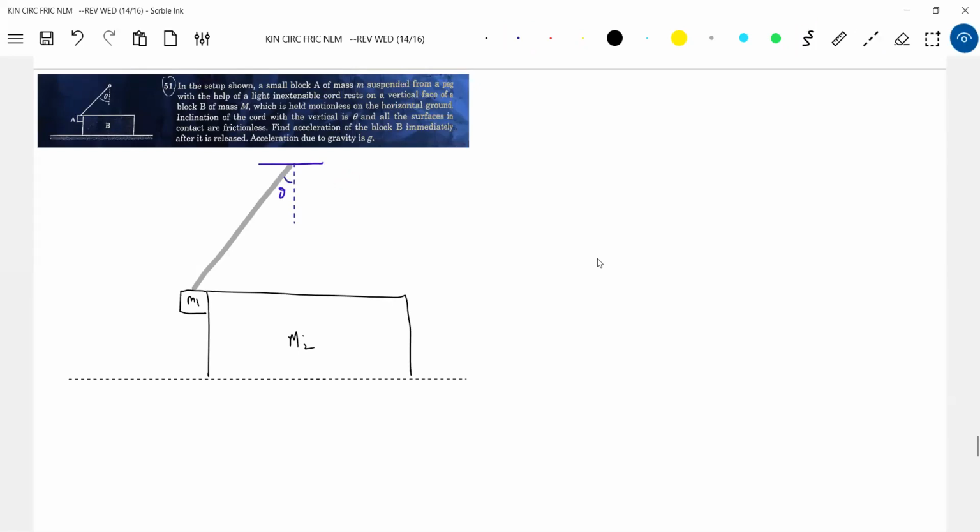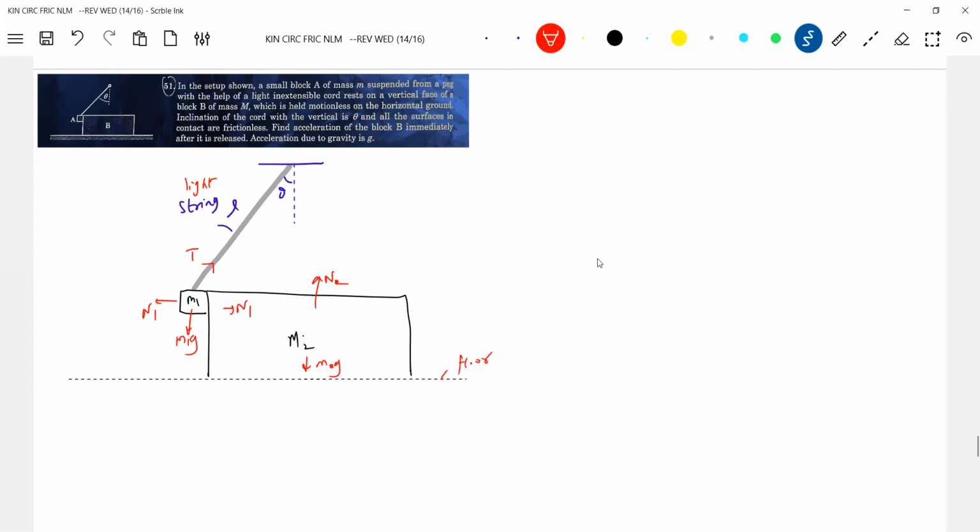Now look at the question carefully. Find the acceleration of block B immediately after it is released. So there's a string of length L. What are the various forces that are acting? M2G, normal contact N1, M1G, and tension in this light string, as mentioned. So there's a floor.